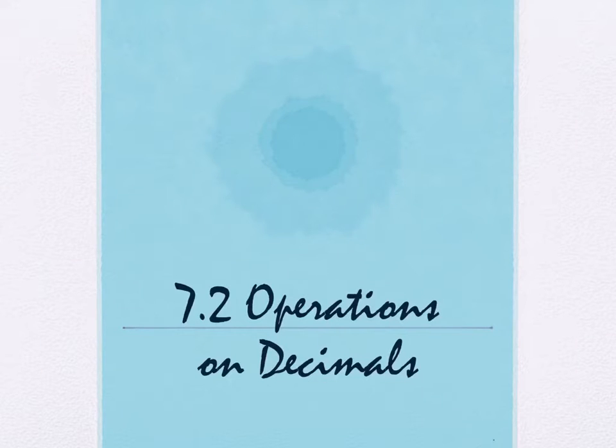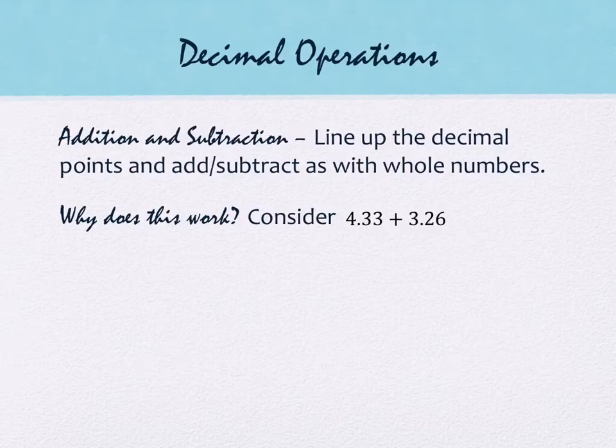All right, 7.2, we're going to continue our discussion of decimals. We're going to start looking at operations on decimals today. So operations mean addition, subtraction, multiplication, division. So we're going to start with addition and subtraction.